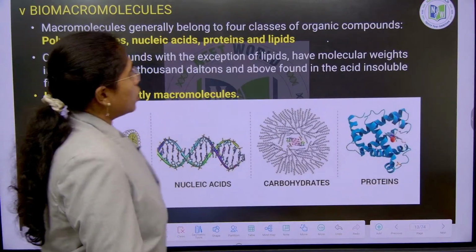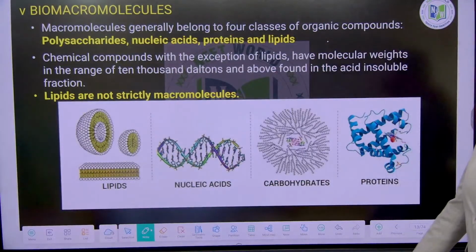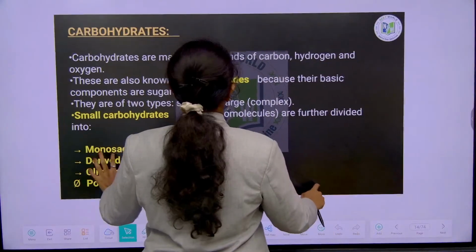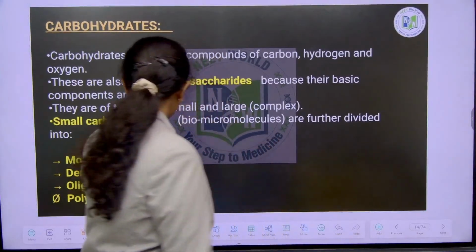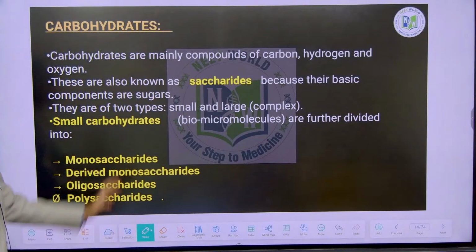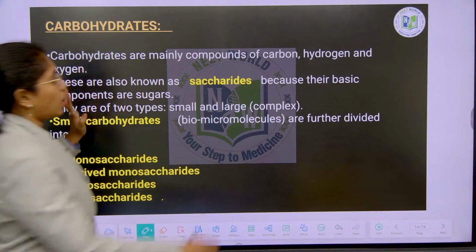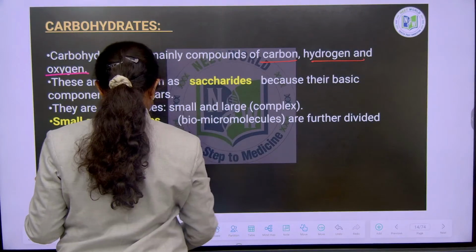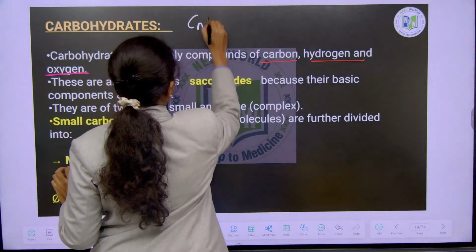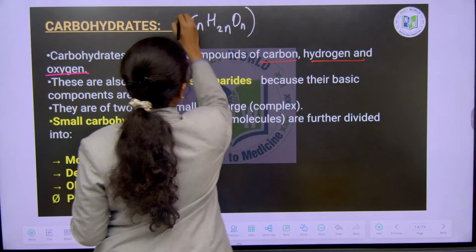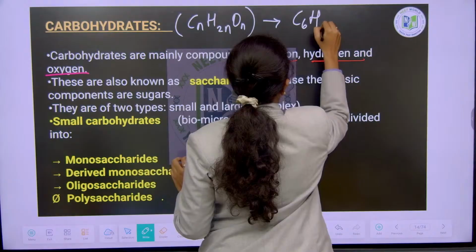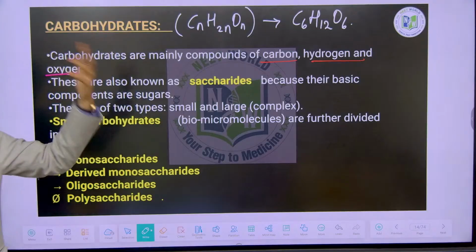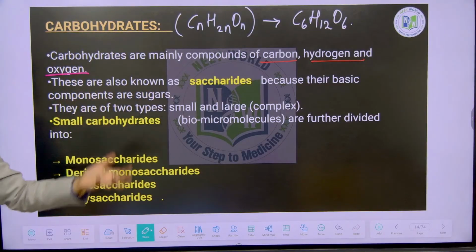Yeah. So, this we have already learnt. Carbohydrates, you see. Carbohydrates are composed of what? Carbon, hydrogen, oxygen, that's all. Carbon, hydrogen and oxygen. CnH2nOn is the formula. For example, C6H12O6, glucose. This is the general formula for all the carbohydrates. It is composed of carbon, hydrogen and oxygen.